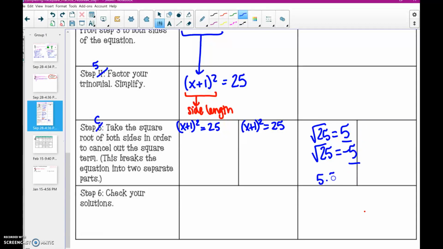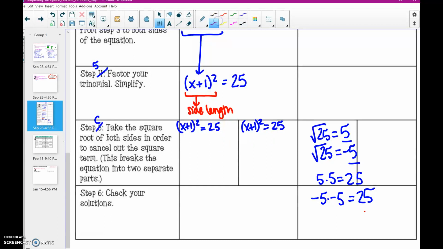Let's look. 5 times 5 is 25. Negative 5 times negative 5. Y'all know a negative times a negative makes positive. That's also 25. So whenever we take the square root of a number, we have to recognize, wait a minute, it could be 5 or negative 5. That's where our two zeros come from.